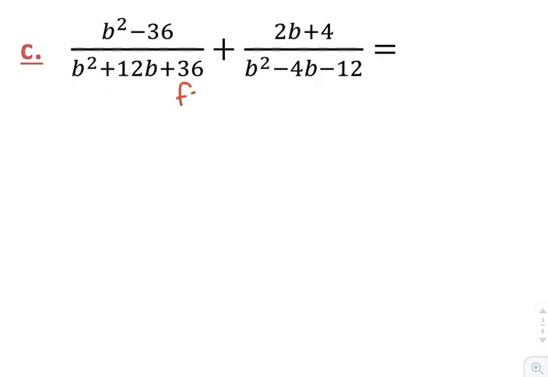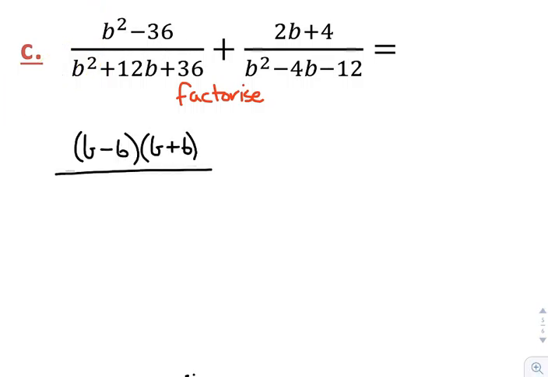Example C is a case where we have to factorize. So as soon as you have something with like b squared, for instance, you need to look to try to factorize this so that we can cancel out some of our factors like we've done in the previous questions. So looking at this, the very first term, b squared minus 36, that's a difference of perfect squares, so we can automatically write that as b minus 6, b plus 6.